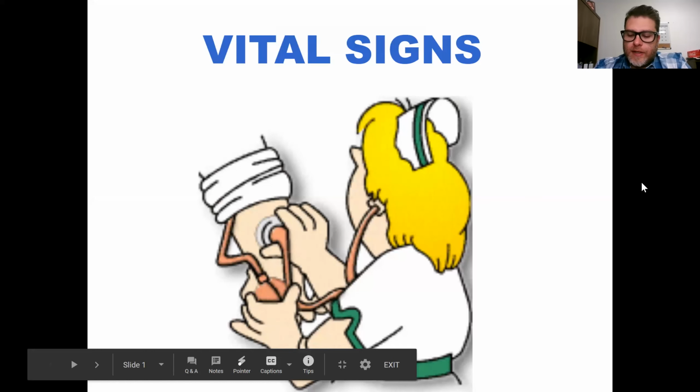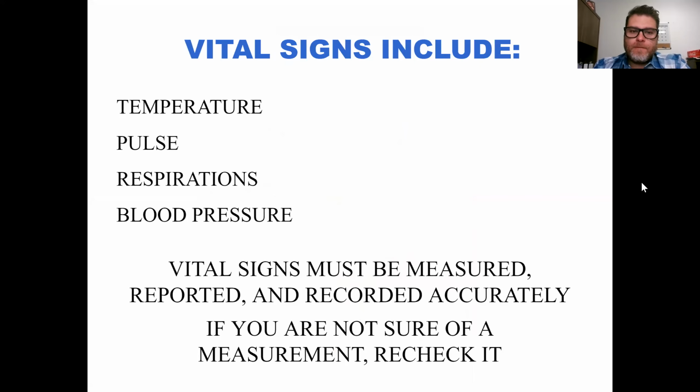All right, vital signs. The vital signs include 4 different parameters: temperature, a patient's pulse rate, how fast or how slow a patient is breathing, their respirations, and blood pressure. Another one we can add in there, it's not your standard 4, is something known as pulse oximetry, or otherwise known as pulse ox. We'll talk more about that here in a little bit.